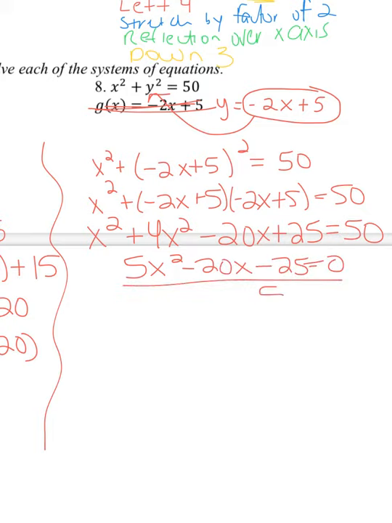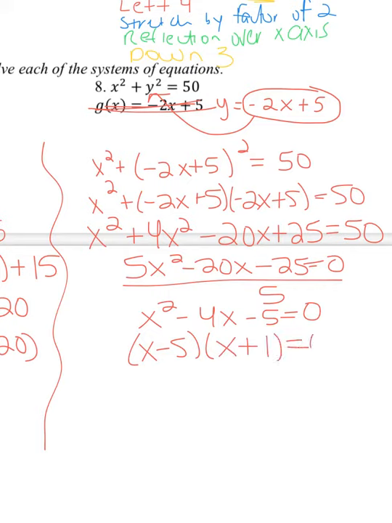Everything is divisible by 5, so if you want, you can take out a 5. So you're left with x squared minus 4x minus 5 equals 0. You do master product, so this would be x minus 5 times x plus 1 equals 0. You get x is equal to 5 and x is equal to negative 1. But you still have to find the y values.